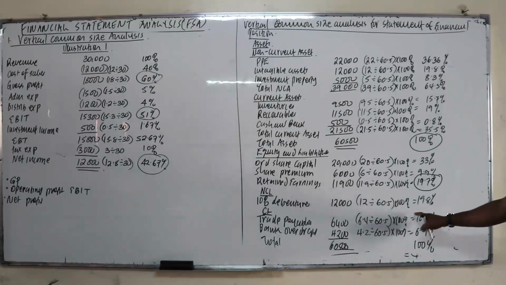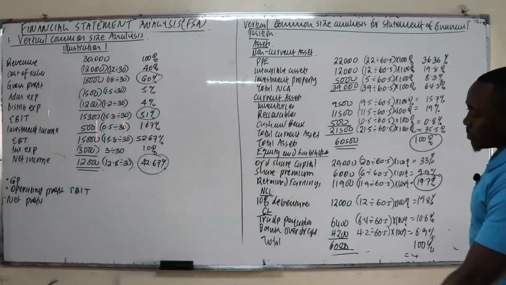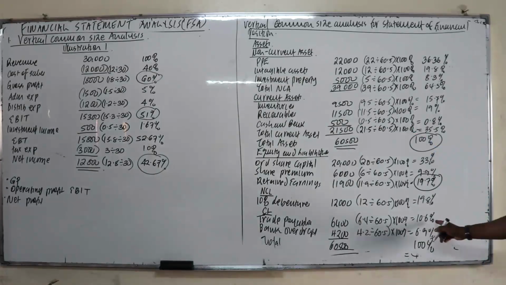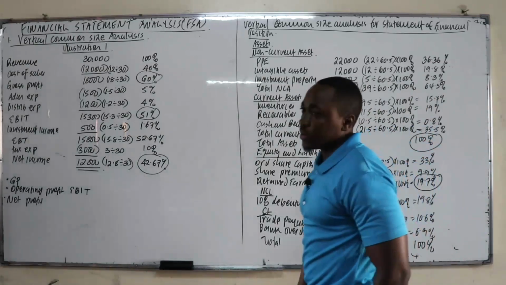19.8%. Then we have trade payable. Now, trade payable and bank overdraft are short-term debts. So we have 10.6, that's trade payables, and then we have bank overdraft, which represents 6.9. As simple as that. Any question?